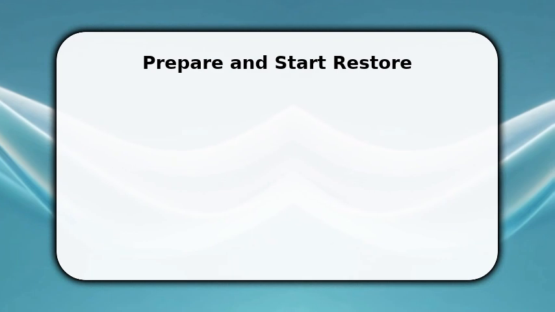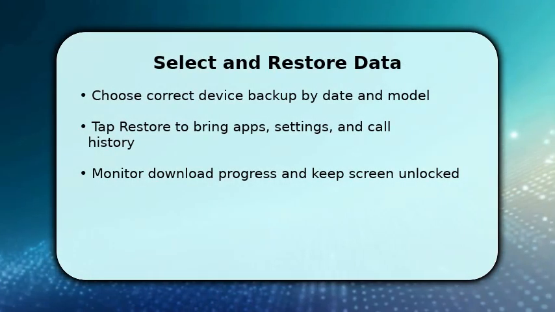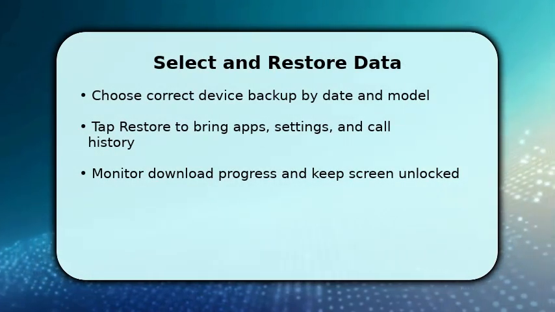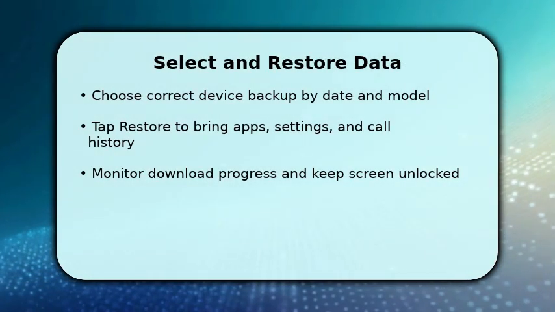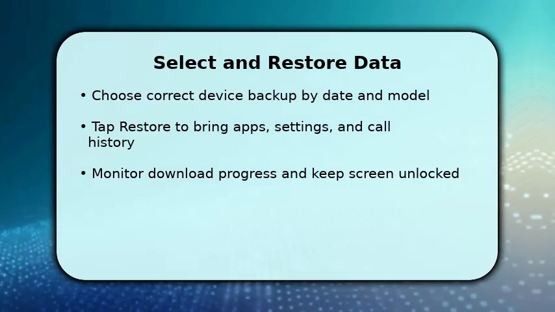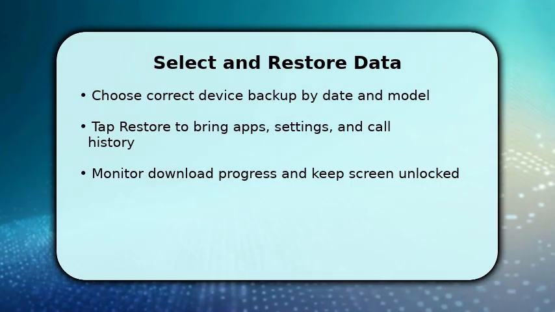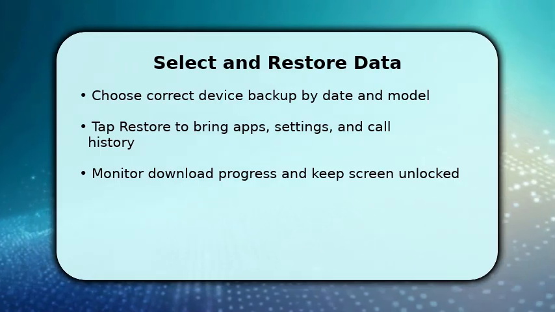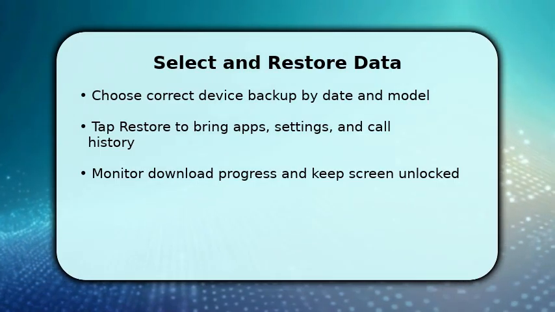When you reach the screen asking to copy apps and data, select your Google account and then choose the relevant backup by date and device model. This ensures you restore the right snapshot. Tap Restore to begin bringing back apps, Google settings, contacts, messages, and call history.